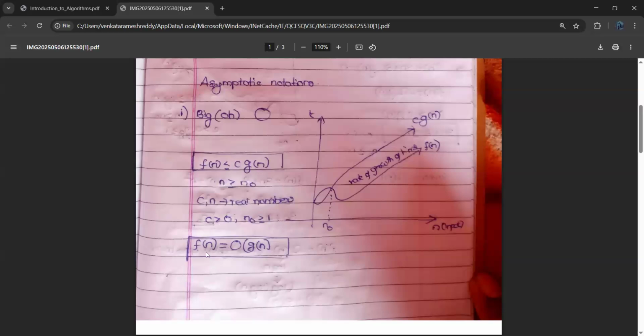So finally, f of n is equal to big O of g of n. What does this big O represent? It means f of n is less than or equal to c into g of n. It means g of n is bigger than f of n. That is what it is indicating. So this is the big O notation.